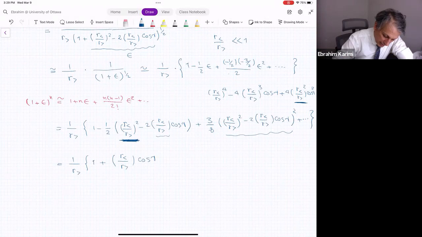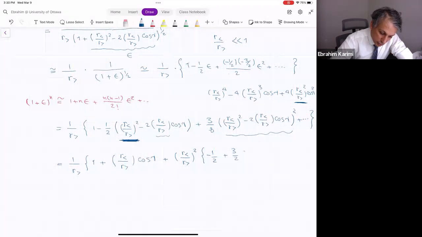So then I will get plus R small divided by R greater to the power of 2. Then the first term will be minus 1/2. And that term has a coefficient of 3 divided by 8. It has a coefficient of 4. So it will be plus 3 divided by 2 cosine of gamma to the power of 2.